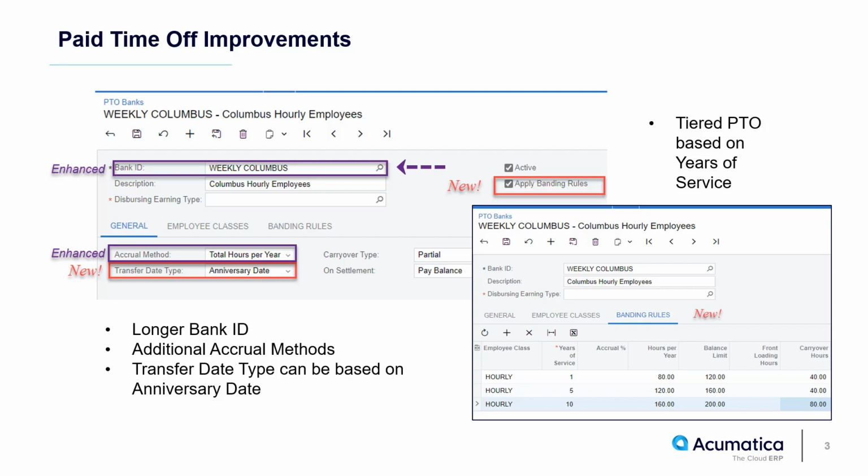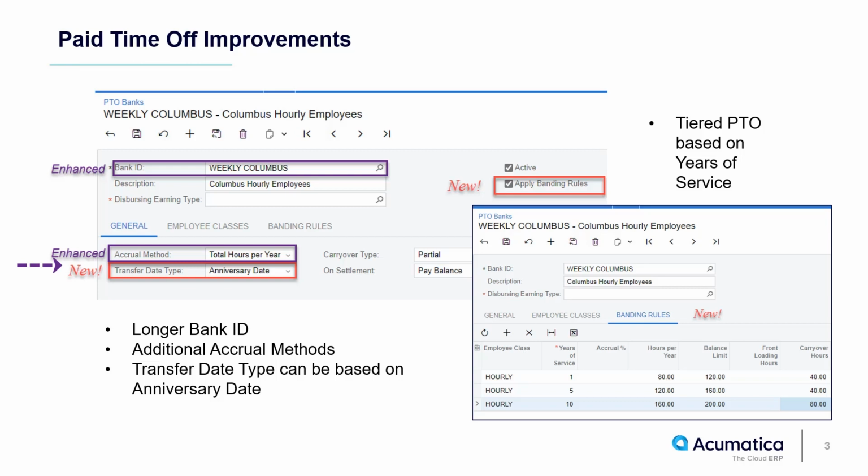There is no limit to the number of PTO banks, so bank IDs can now be up to 15 characters long to have a more meaningful ID. Banding rules can be added for a tiered PTO based on the years of service. These rules can be unique per employee class. Accrual methods can now have front loading with a combination of total hours per year or percentage.